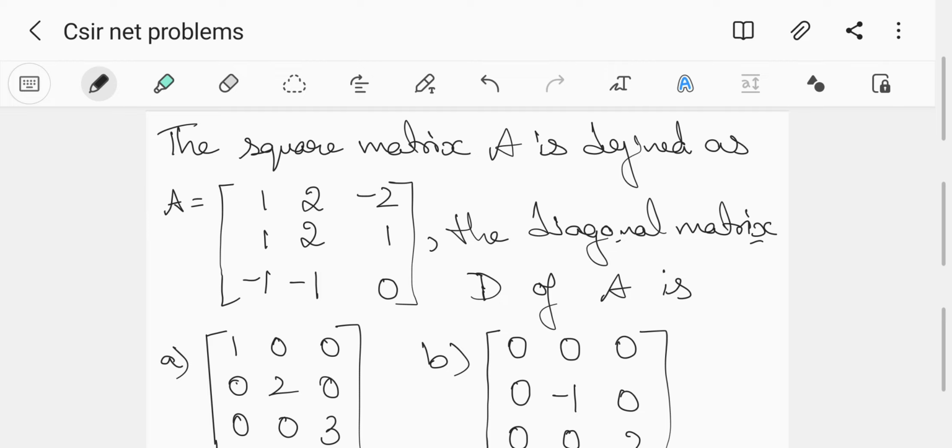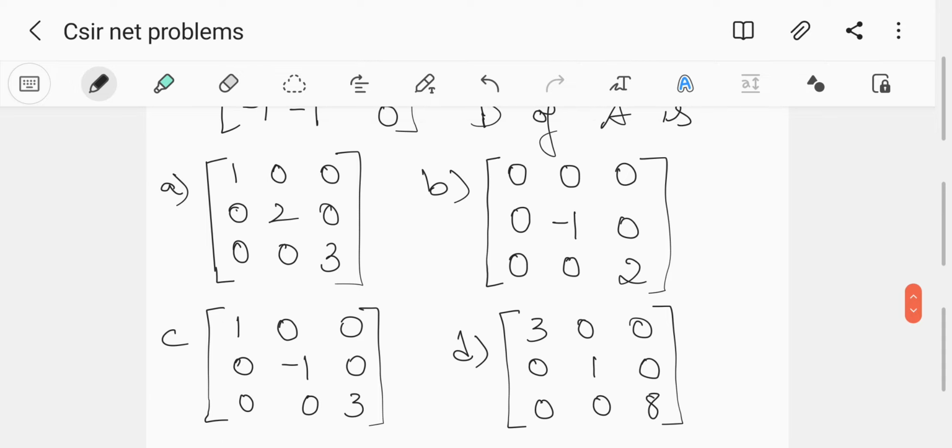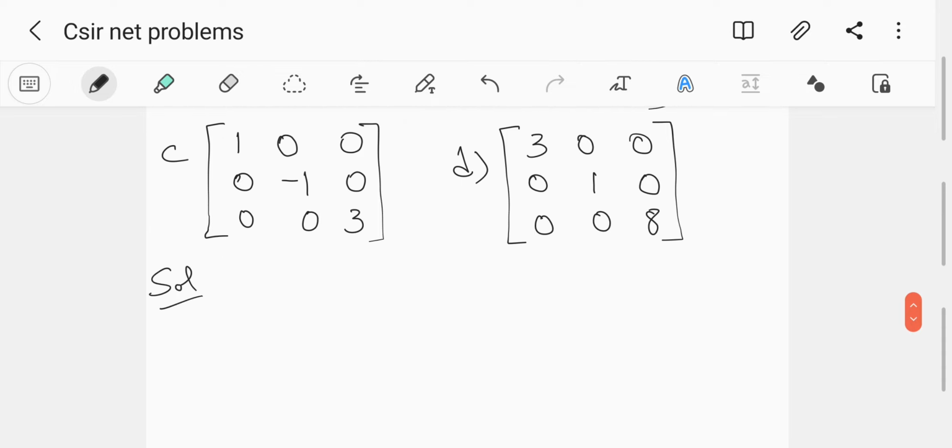The square matrix A is defined as A is equal to a 3 cross 3 matrix. The diagonal matrix D of A is... So we need to find the diagonal matrix D of the matrix A. Four options are given, and only one of them will be the correct option since it is a Part B question. These are the four options. So let us solve it.